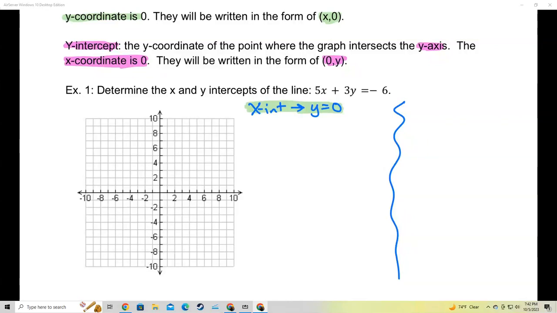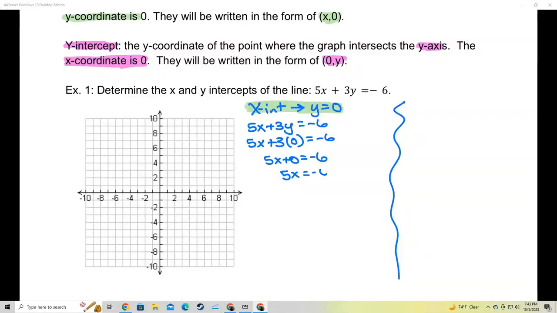So when I write my equation, 5x plus 3y equal to negative 6, then I know my y value is 0. So I can rewrite it as 5x plus, there's my y, I'm going to replace it with the number 0 is equal to negative 6. I know 3 times 0 is 0, so I get 5x plus 0 is negative 6. And 5x plus nothing is just going to be 5x is equal to negative 6.